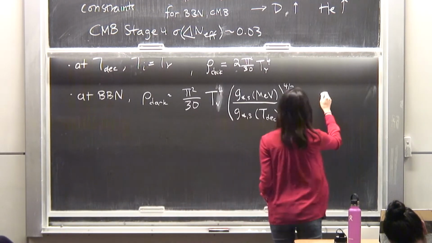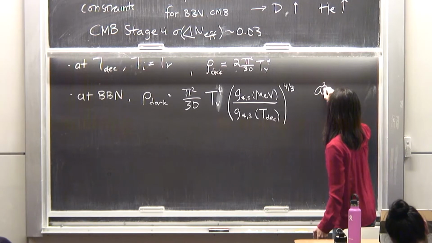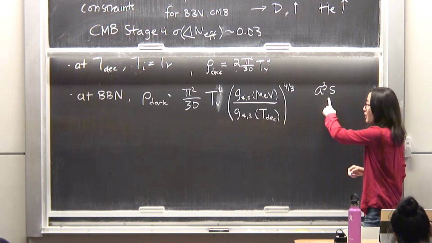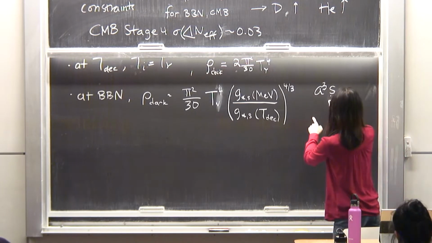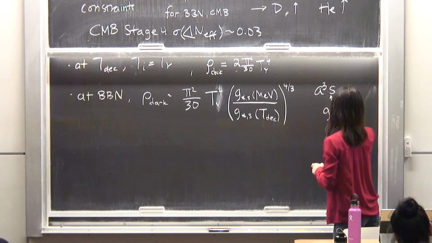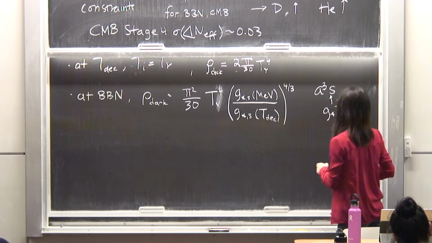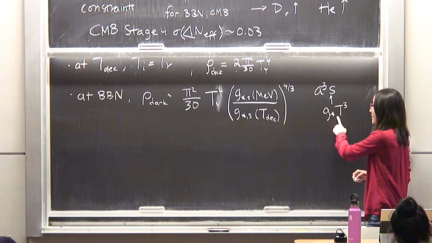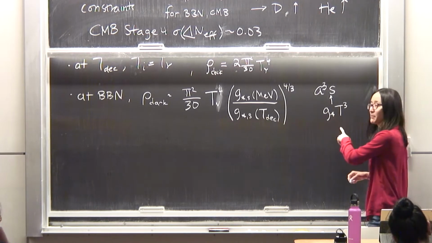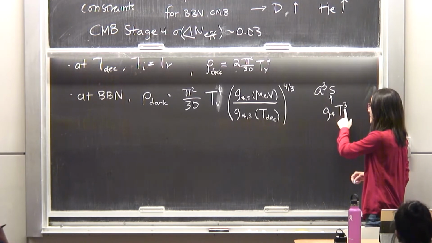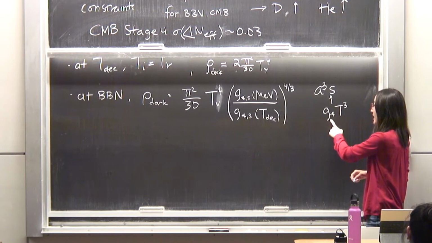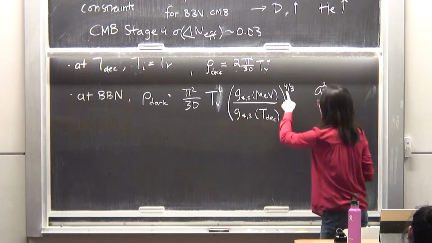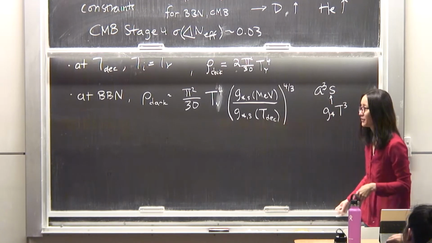Okay, so remember that a cubed S was the conserved quantity, and S was G star T cubed. So this tells us something about the relative temperatures at different times, and so the relative temperature scales as G to the 1/3, and since we have a T to the 4th here, we have a 4/3 power of the ratio of the 2 G stars.